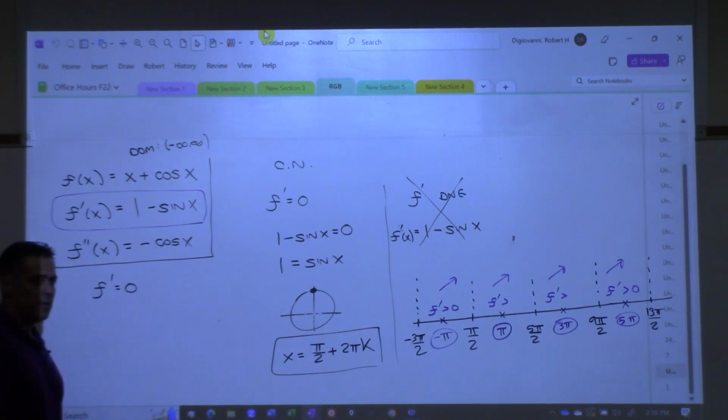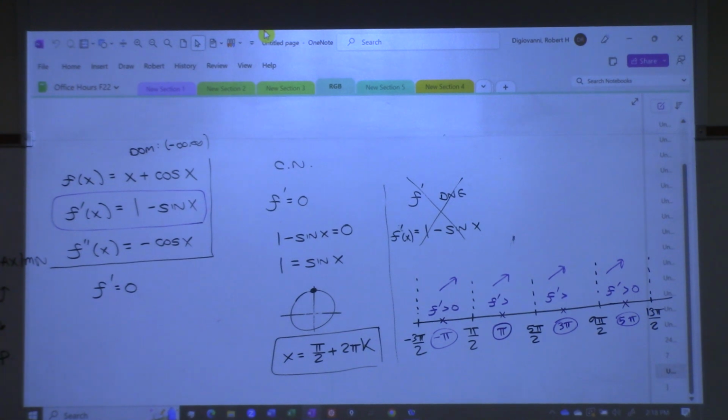We can answer the first 3 questions. Where's it going up? Everywhere. Where's it going down? Nowhere, right? How do we say that? I talked about this last class. Everywhere would be negative infinity to infinity. Where would nowhere be? Null set. Yep, empty set or null set. You can say null set.